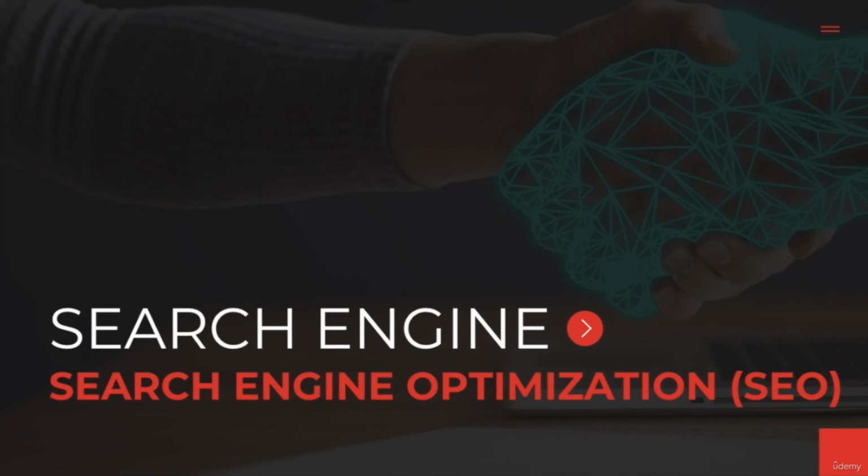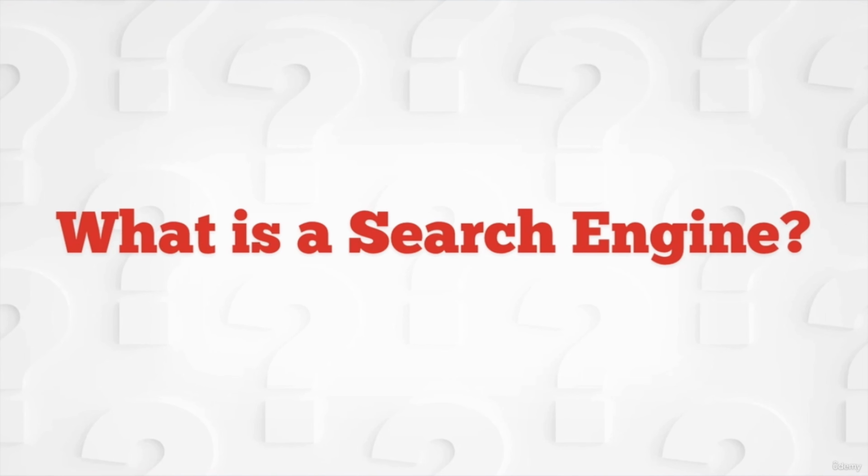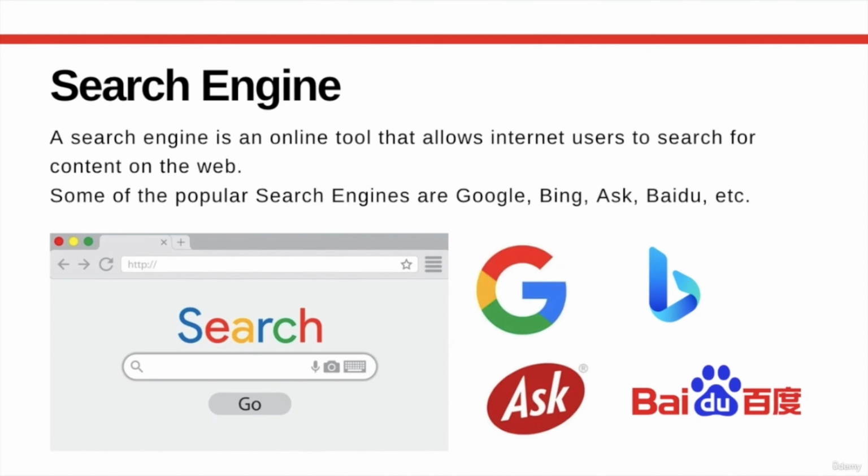Let's dive into search engine optimization, SEO. First, let's answer the question, what is a search engine? A search engine is an online tool that allows internet users to search for content on the web. Some of the most popular search engines are Google, Bing, Ask, Baidu, and more.